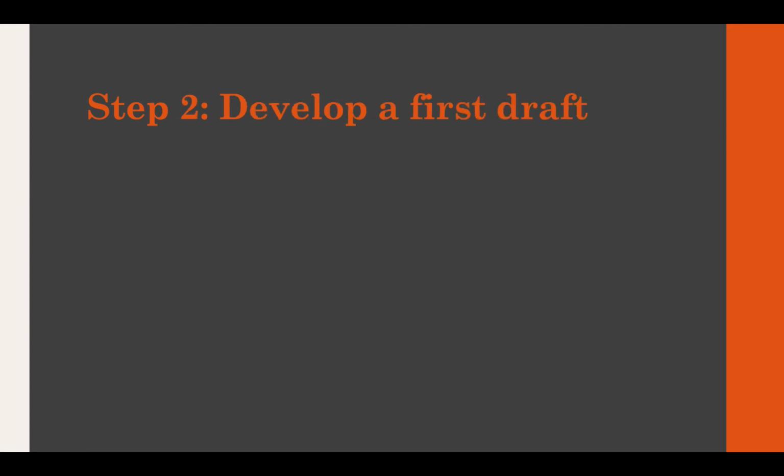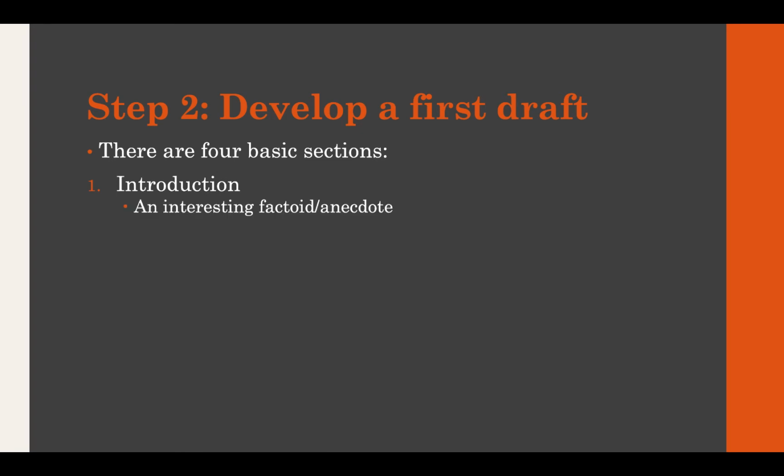Step two is to develop a first draft after you have done this brainstorming. There's a basic formula for statements of purpose. There are four basic sections. First is an introduction. You can open up with an interesting fact or anecdote about yourself, then follow it up with a clear statement about your general interests and long-term goals.